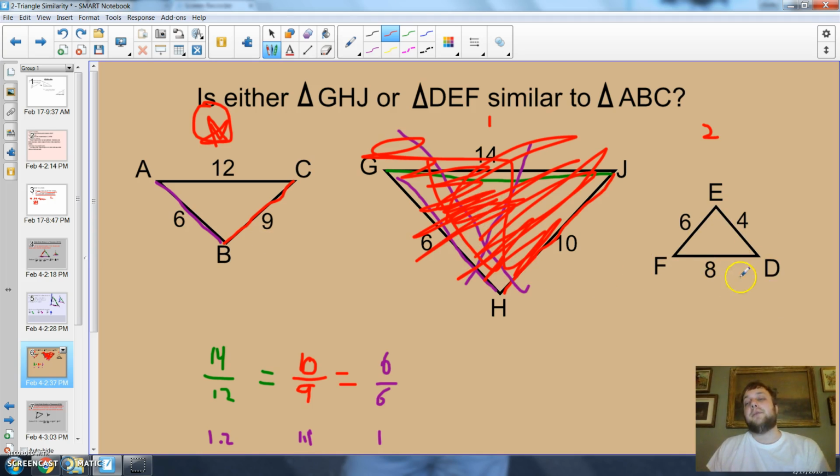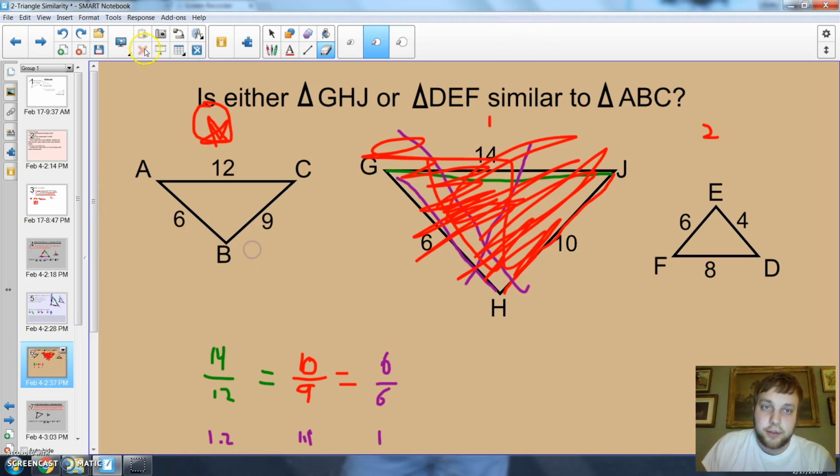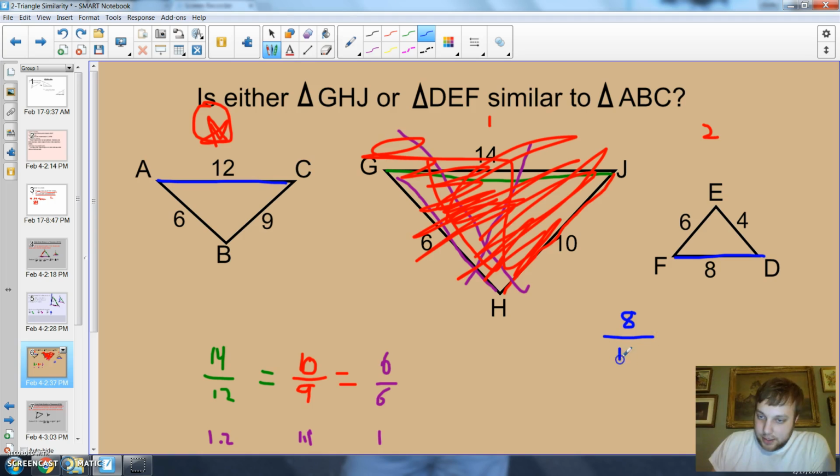Alright, now let's check out this guy, number 2. So we're going to test this guy out. I'm going to wipe these colors out here. Let's see if this guy's similar. So I'm going to take my longest side, which is 8. And that corresponds with the longest side over here, which is 12. Alright, 8 over 12. Is that the same thing as, let's take the shortest side, which is 4. Wouldn't you agree? 4 is smaller than 6.